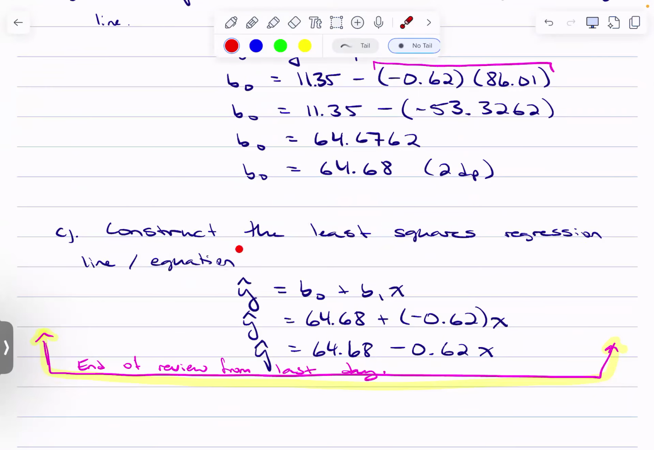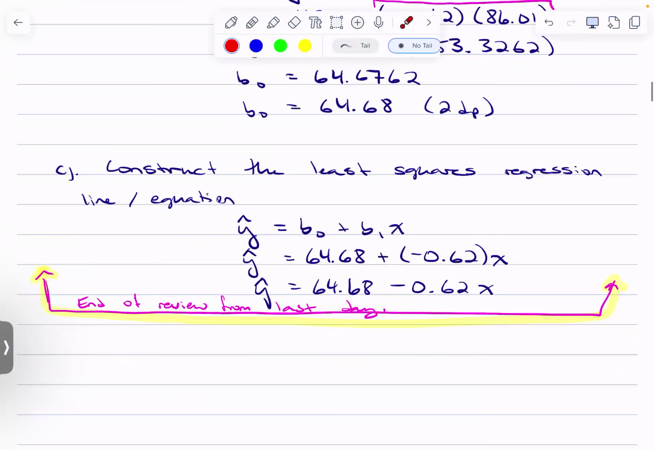Another part: construct the least squares regression line, or equation, if you prefer. All I want you to do there is take your bare bones y hat equals b naught plus b1 times x and plug in the b naught and the b1, or the slope, that you found. Now you have y hat is 64.68 minus 0.62 times x. That's all that question is asking you to do, which usually throws people off. They want to do more and it just kind of unravels, but this is all it's asking for.